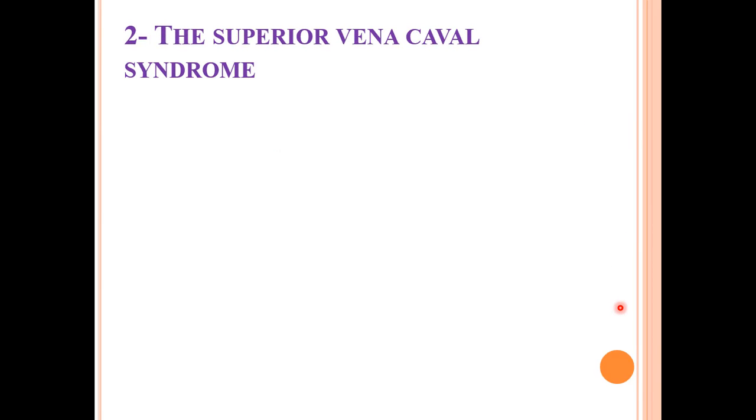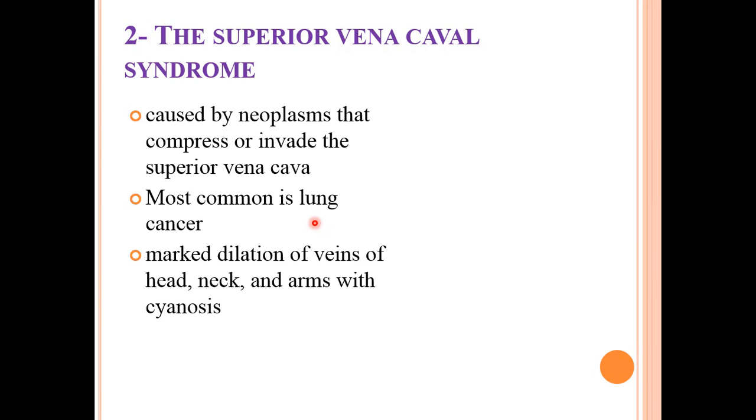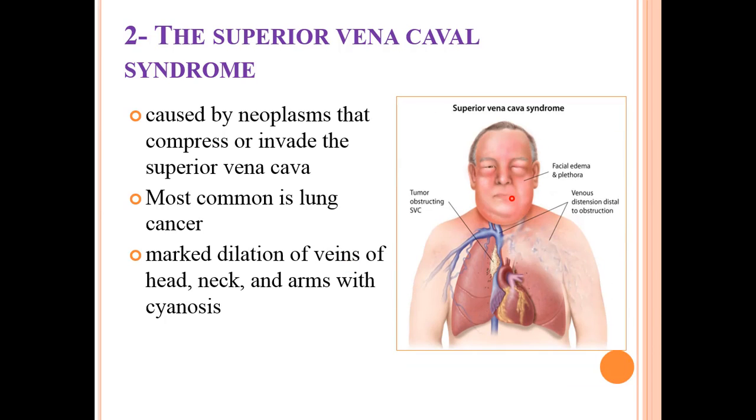Another important type of thrombophlebitis syndromes is called the superior vena cava syndrome. Superior vena cava, as you know, receives the venous blood back from the head, neck, and upper limbs and the upper part of the chest and returns it into the heart. This syndrome is usually caused by neoplasms that either compress or invade the superior vena cava. Most common cancers that can produce this disease is lung cancer. The syndrome will manifest by marked dilation of the veins of head, neck, and arms with cyanosis, as we can see in this picture.